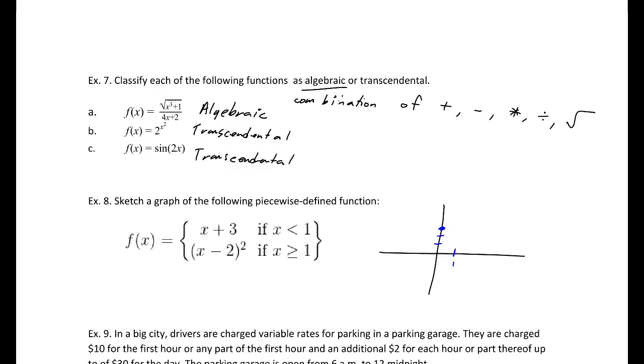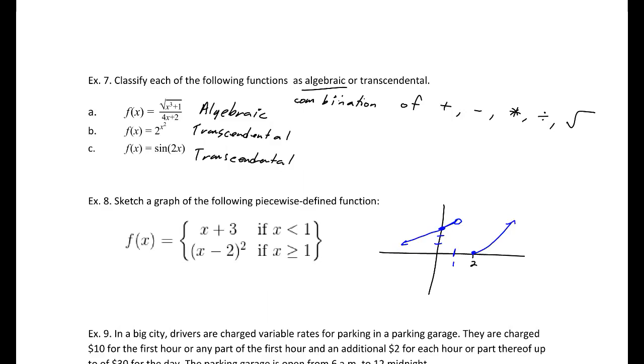So it's going to come up to this point, and I'm going to put a hole there because it's less than 1, and we're not including that point. Now, to the right of 1, we have (x minus 2) squared, which is a quadratic function that has a vertex there at (2, 0). It's going to look like this.